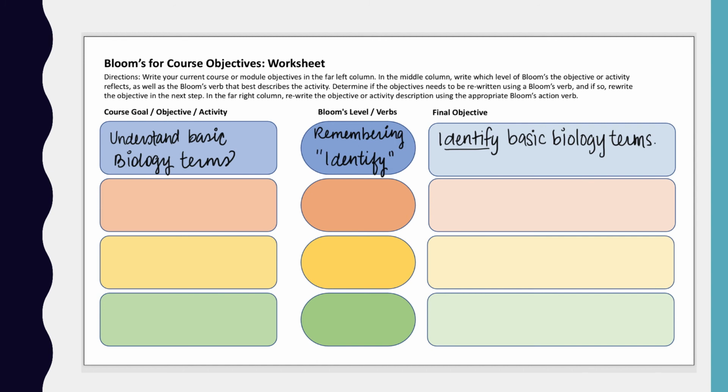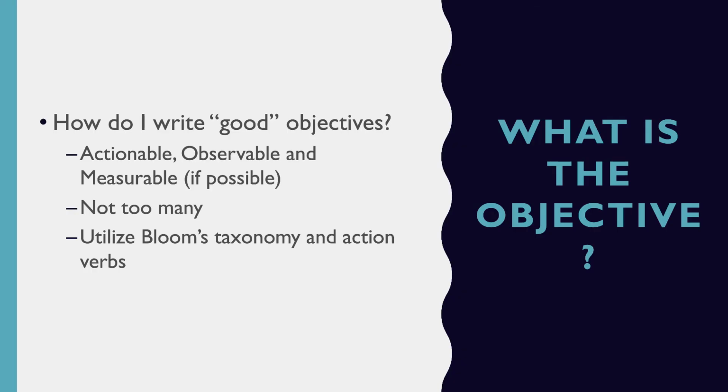And then in the far right column, we're going to rewrite our objective using Bloom's taxonomy and our rules. So my objective became identify basic biology terms. It went from understand basic biology terms to identify basic biology terms. Okay, so I'm going to put the rules back up on the screen so that you can pause the video and have them there to reference. And then if you have your verbs printed out in your worksheet, you can complete the worksheet at your leisure.